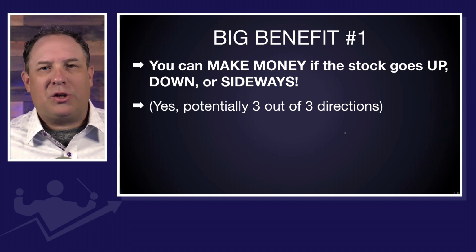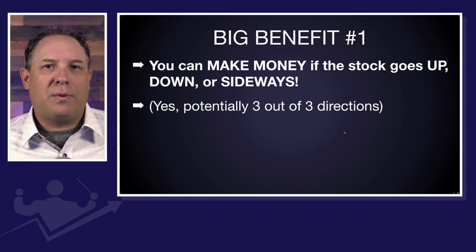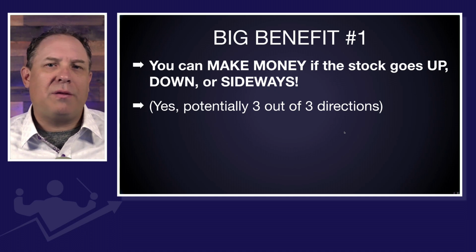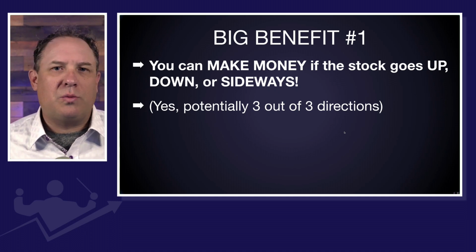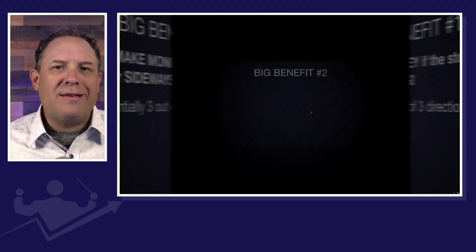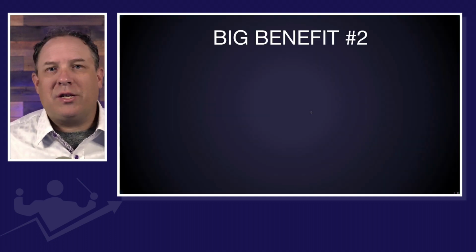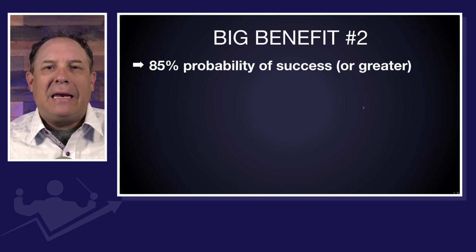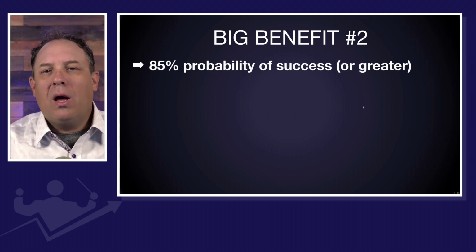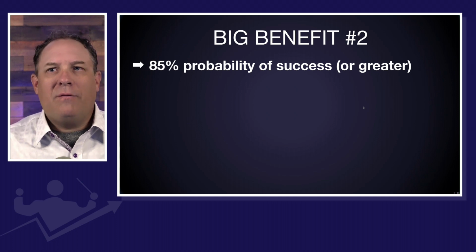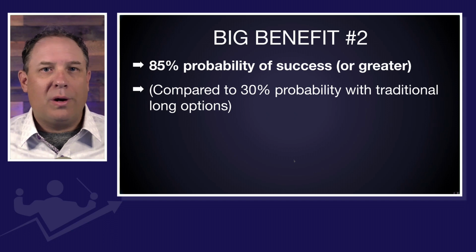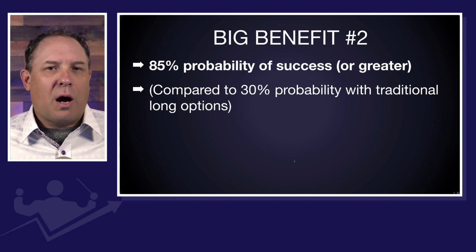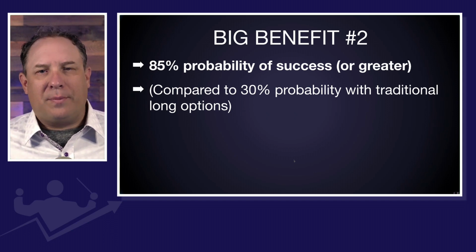And frankly, that's the biggest reason that people gravitate to the credit spread, besides some of the risk management tools and some of the other things that go with it, but just the simple probabilities of winning and the directions with which it works. The second big benefit is what I just mentioned, probability of winning. It has an 85% or better probability of success for your trade. Now, if you compare that to a typical long option, just buying a call or buying a put, or even just buying stock, your odds of success are around 30%.